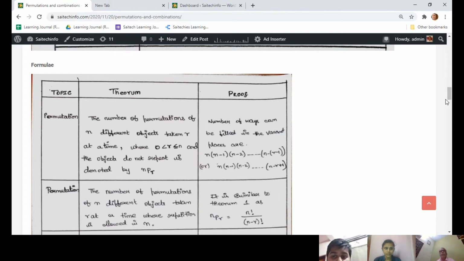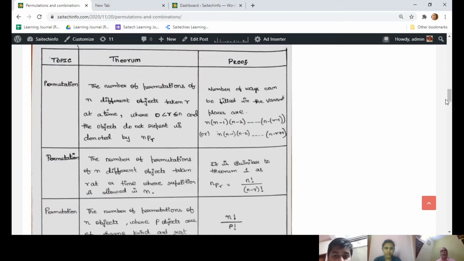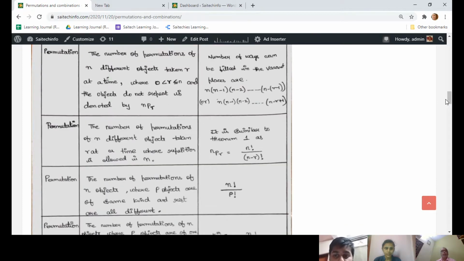Then we have the second theorem in the permutation topic: the number of permutations of n different objects taken r at a time, where repetition is allowed. That is, we can choose each object many times. So we have a formula for that. The proof is similar to theorem 1, that is nPr equals n factorial by n minus r factorial.